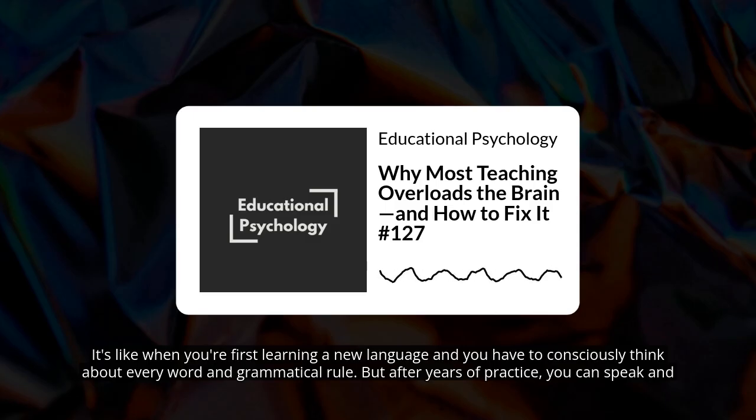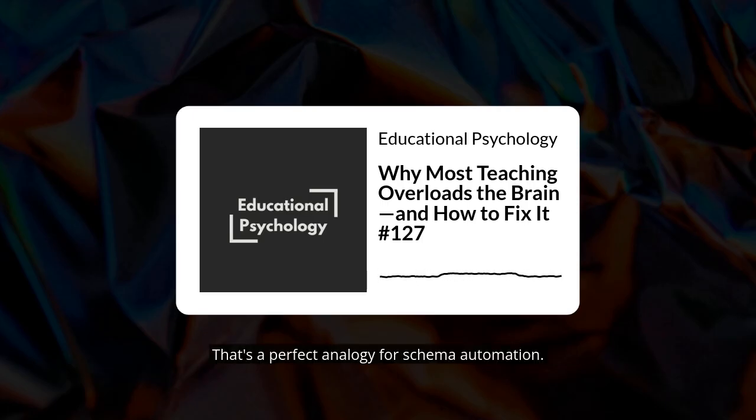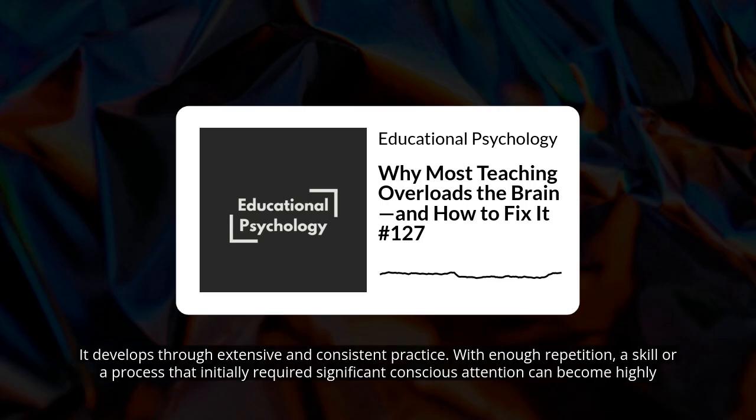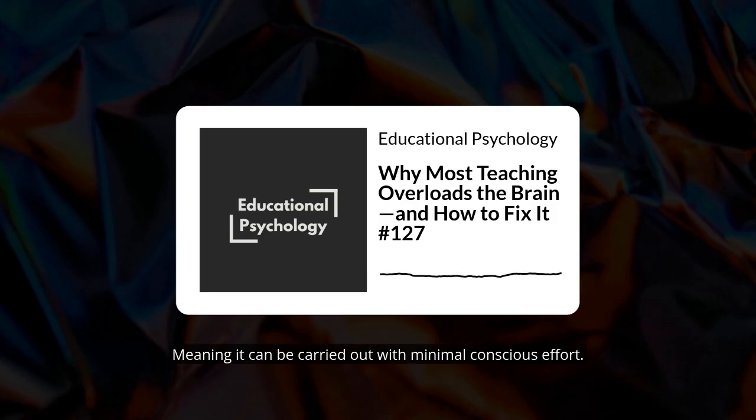But after years of practice, you can speak and understand fluently without that deliberate mental effort. That's a perfect analogy for schema automation. Yeah. It develops through extensive and consistent practice. With enough repetition, a skill or a process that initially required significant conscious attention can become highly automated. Meaning it can be carried out with minimal conscious effort.